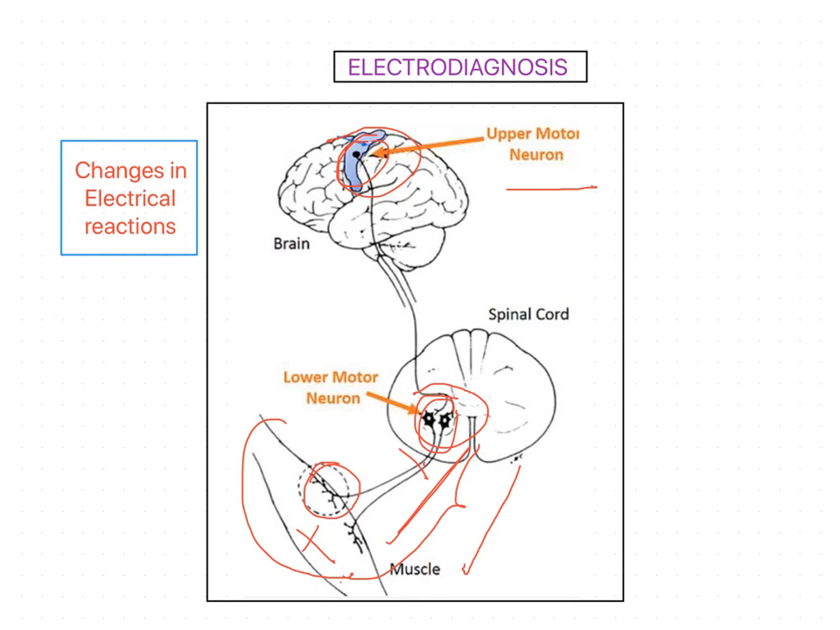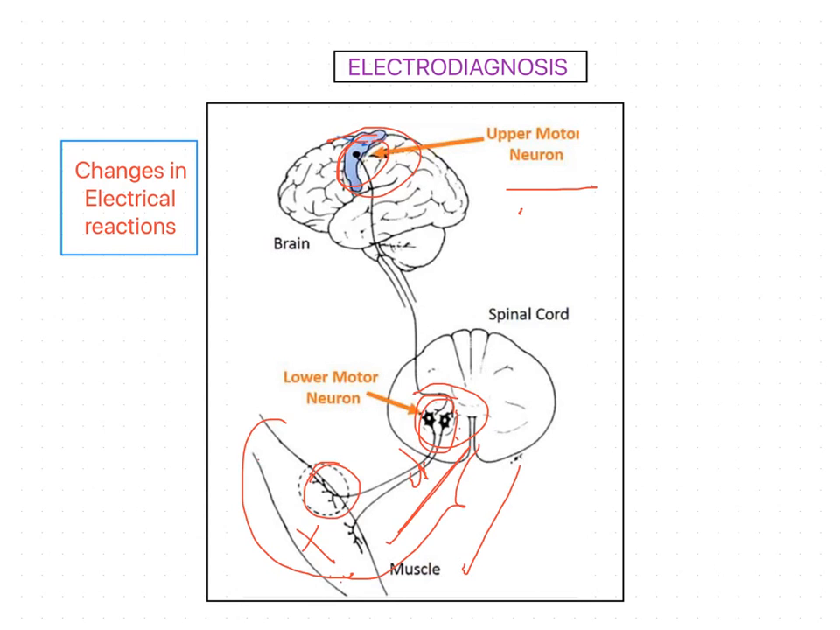Consequently, we get a normal type of response with electrical stimulation. Why? Because from the lower motor neuron up to the muscle there is no defect; the defect is only at the upper motor neuron. So once we stimulate at this point, we get a normal type of response with the electrical stimulation.